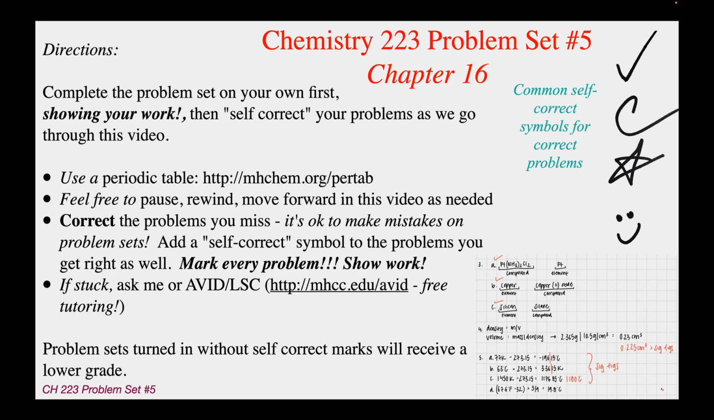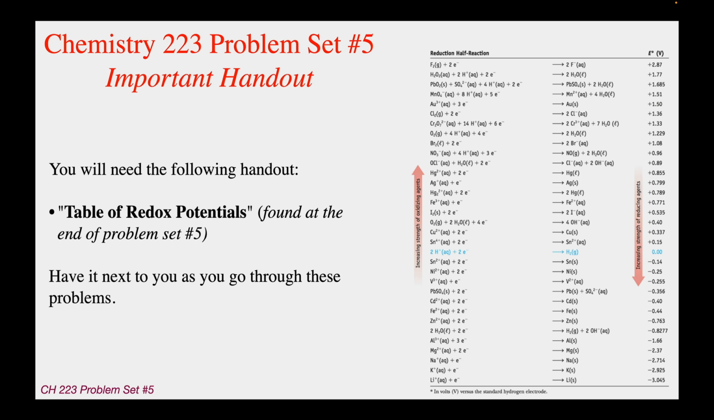So anyway, let's get into how this problem set will work. But first of all, you will need a handout. You'll need the table of redox potentials, which is found at the end of problem set number 5. Please use these values when doing the problem set. You will find other values online. They may or may not be more or less accurate. It's hard to say, but they will be different than the answers that I will present. So if you can use this table, that would be really cool. Use the table of redox potentials as well as a periodic table, and you should be good to go.